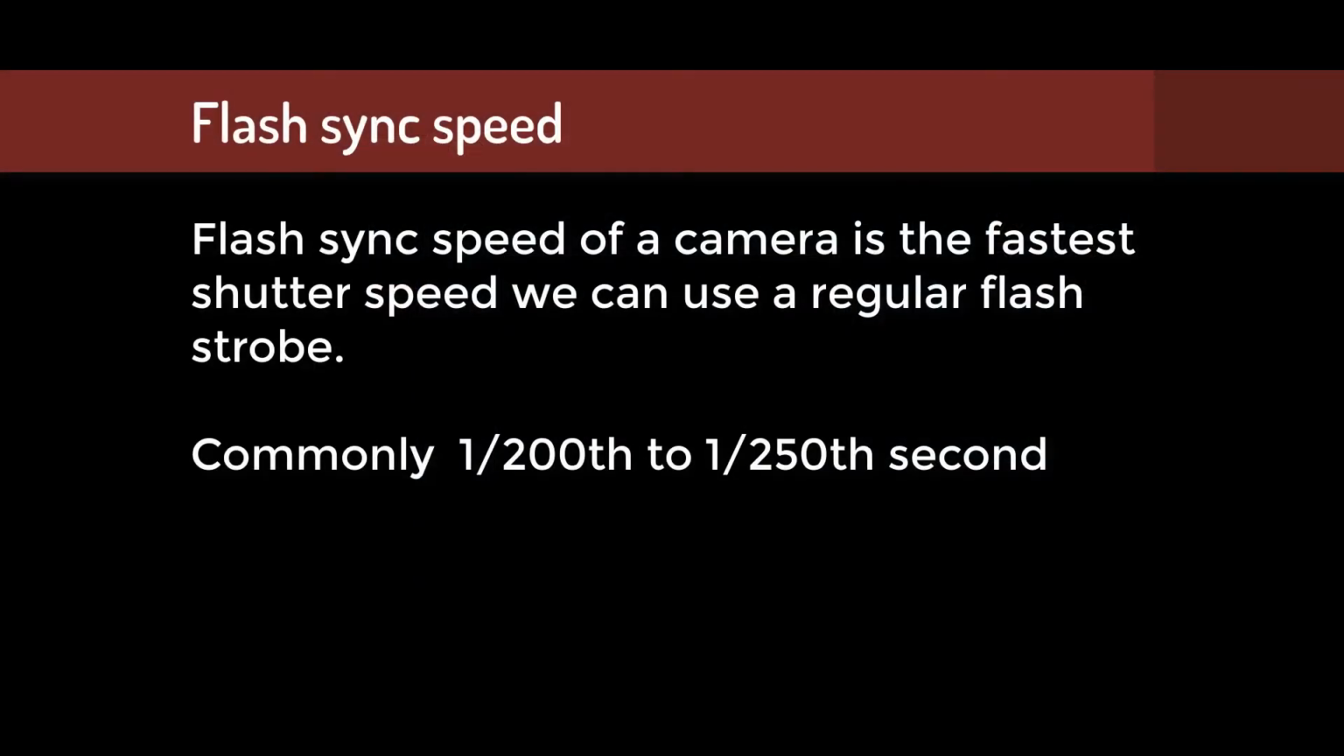Another important term we need to know in flash photography is flash sync speed. The flash sync speed of a camera is the fastest shutter speed you can use with flash. Every DSLR camera has a certain flash sync speed, commonly 1/200 second to 1/250th second. For this video, let's imagine that the flash sync speed is 1/200 second.